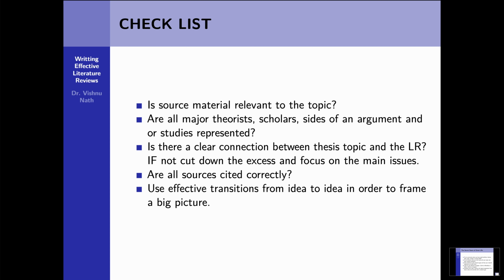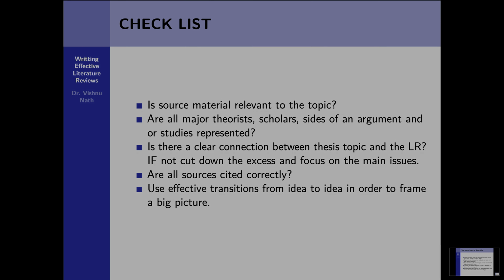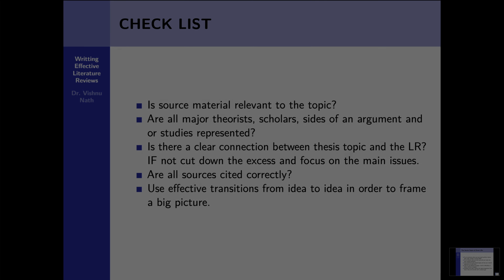Fourth, in literature review, any source, even if it's a website or a journal article, book chapter, quote, anything, should be properly cited as per the citation manual and the citation style of your publication. Second and last, the most important point is to use effective transitions from idea to idea to frame a big picture. Okay. I'll talk about this when I show you some papers.